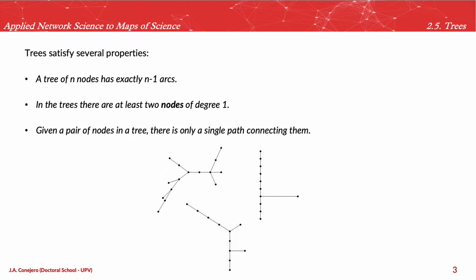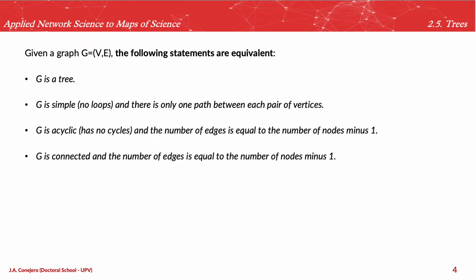And given a pair of nodes in a tree, there's only a single path connecting them. The reason is that if we have two paths, we can join together these paths, and in fact we will have a cycle. Trees can be defined if we are combining several of those properties. So we can say that the following definitions are equivalent.